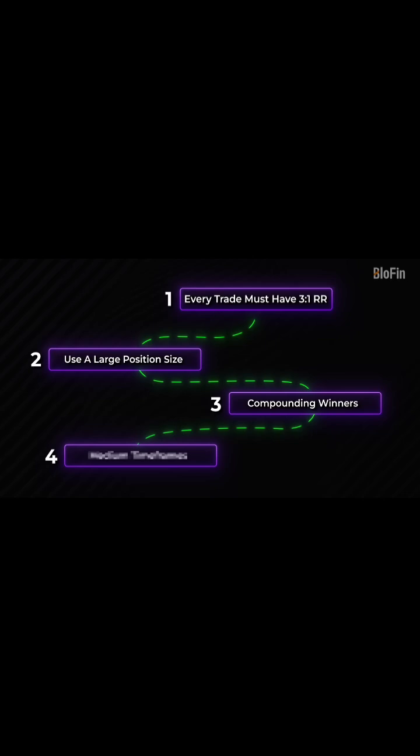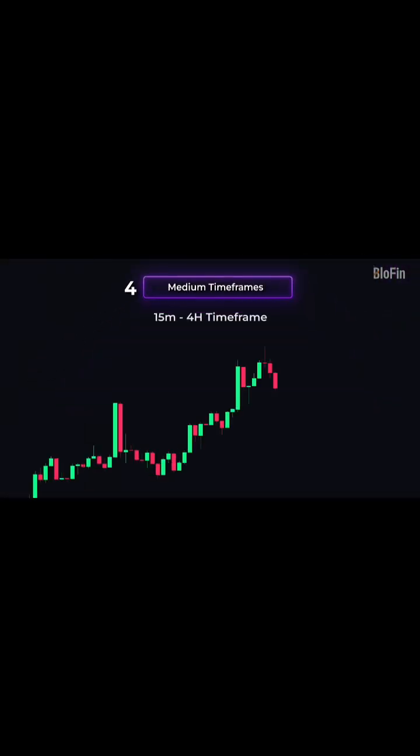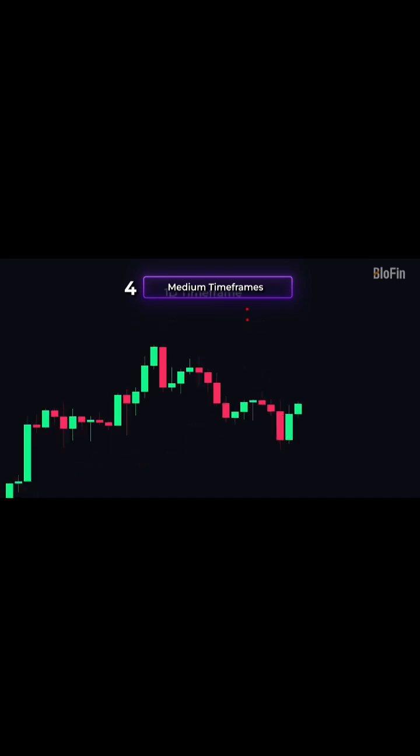Now for the fourth and final rule, I only take trades on medium time frames, and that is between the 15-minute to the 4-hour chart. The reason I avoid higher time frames like the daily chart is because each candle takes too long to form. If I want to compound my account fast, I must use lower time frames.